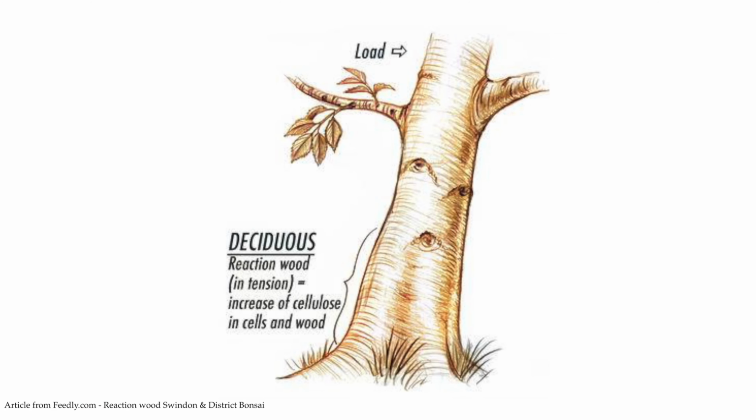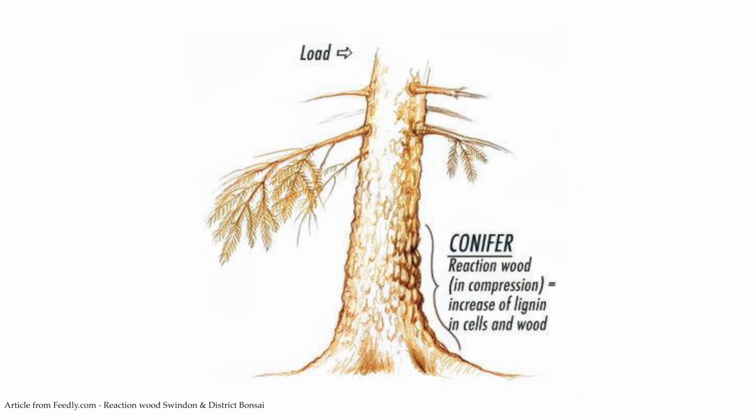The first is the tension wood that is usually formed on the upper side of the branch or the leaning stem, which are subjected to tensile stresses. On the other hand, there is compression wood, which is usually formed on the lower side of the branch, which is subjected to compressive stresses. These specialized wood types help trees adjust their growth patterns and effectively counter gravitational forces acting on them.